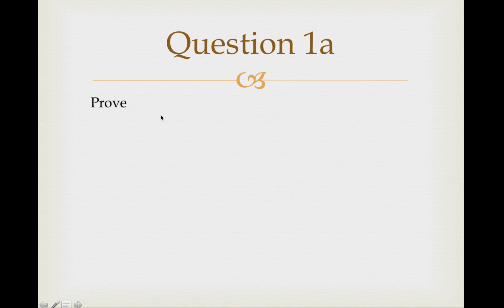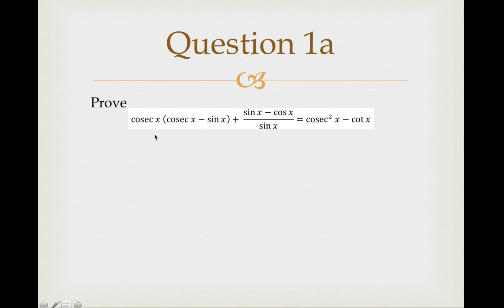So this is the first question. Prove cosecant x times the bracket cosecant x minus sine x, plus sine x minus cosine x over sine x, equals cosecant squared x minus cotangent x. Remember, when we are proving identities, we have to make sure that the left-hand side is exactly identical to the right-hand side. So there are three strategies.